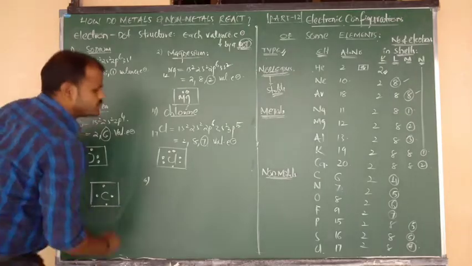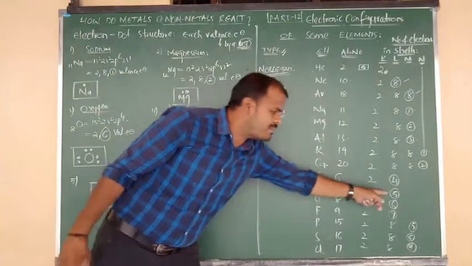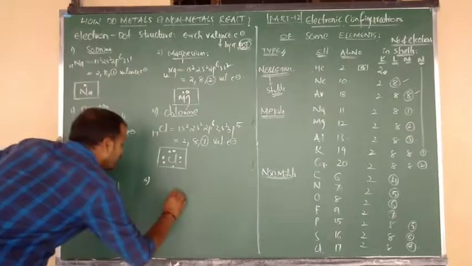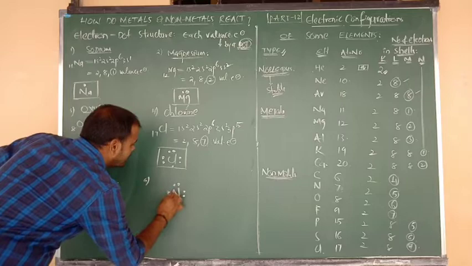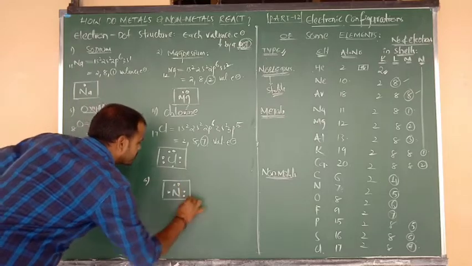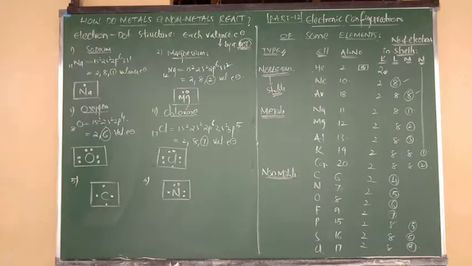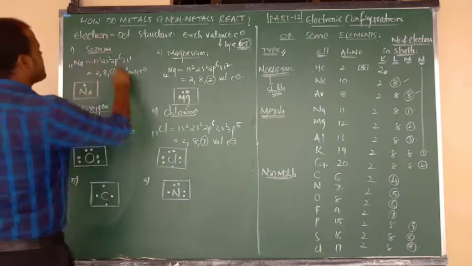Next, I am going to show you another. First, suppose nitrogen. How many valence electrons are there, beta? 5. So how many dots do we put on nitrogen? 5 dots, nothing but 5 valence electrons. Like this. I hope you understand how to write the electron dot structures.